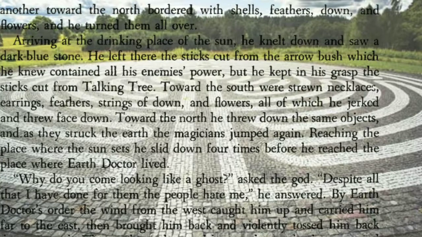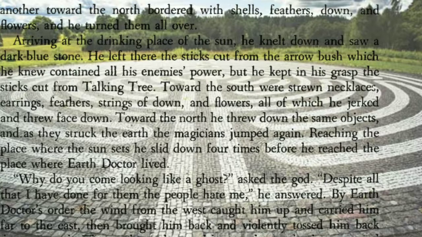Arriving at the drinking place of the sun, he knelt down and saw a dark blue stone. He left there the sticks cut from the arrow bush, which he knew contained all his enemy's power. But he kept in his grasp the sticks cut from Talking Tree. Toward the south were strewn necklaces, earrings, feathers, strings of down and flowers, all of which he jerked and threw face down. Toward the north, he threw down the same objects. As they struck the earth, the magicians jumped again.